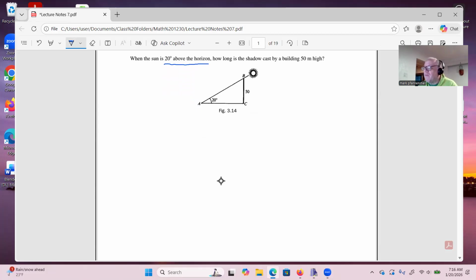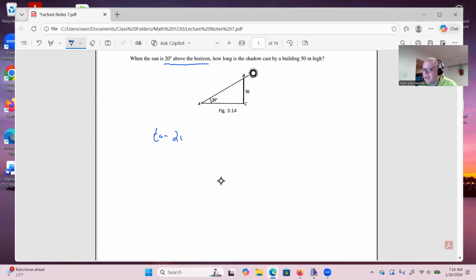So looking at this, we need the shadow. We have the opposite side of this triangle, and we'd really like the adjacent side in order to get our shadow. So we have to think: what trigonometric ratio relates opposite, adjacent, and the angle together? That's tangent. The first thing you do is take an inventory of what you have and what you want.